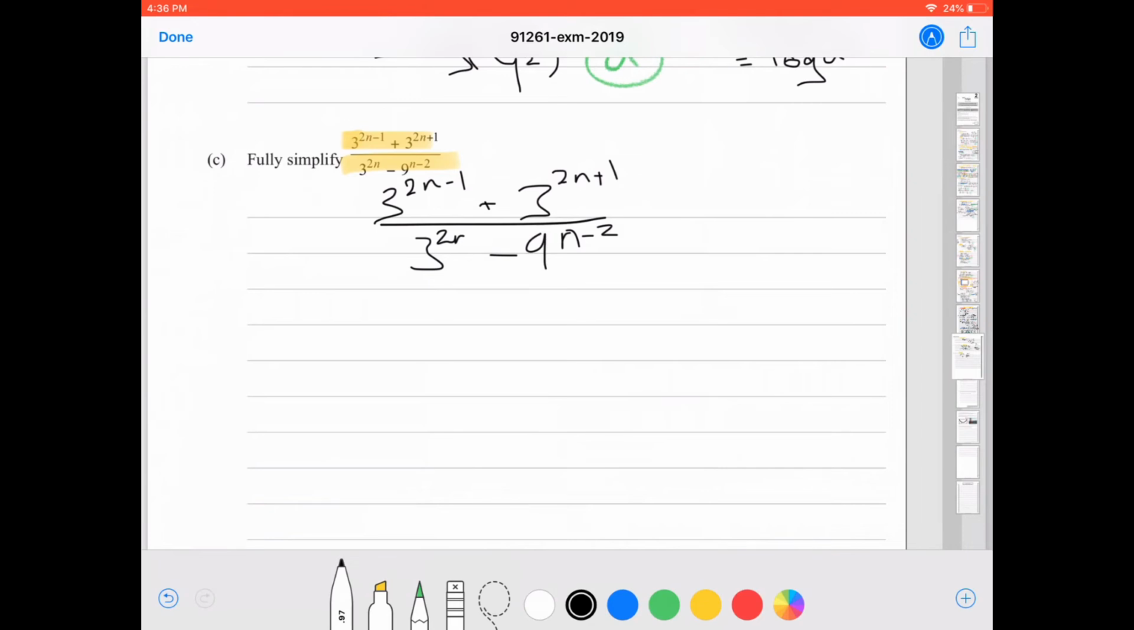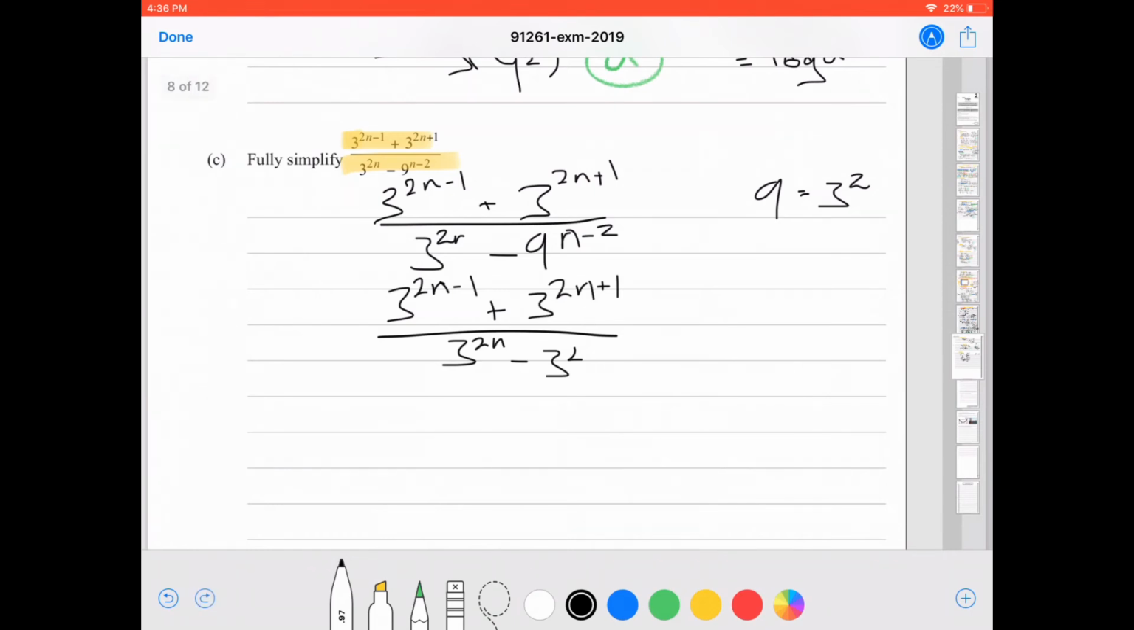Definitely something we are going to do is rewrite our 9 as 3 to the power of 2. So we always want our numbers to be having the same base when we're working with these indices questions. So let's rewrite this as 3 to the power of 2n minus 1 plus 3 to the power of 2n plus 1 over 3 to the power of 2n, and then minus 3 to the power of 2. And we've got powers on powers here because it looks like this, 3 to the power of 2 raised to the power of 2n plus 1.